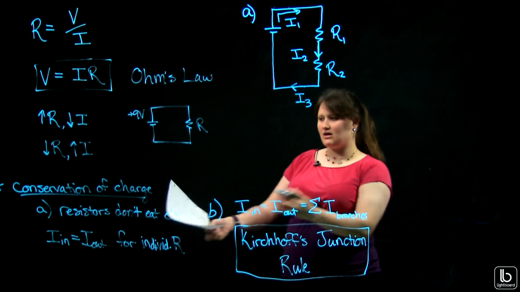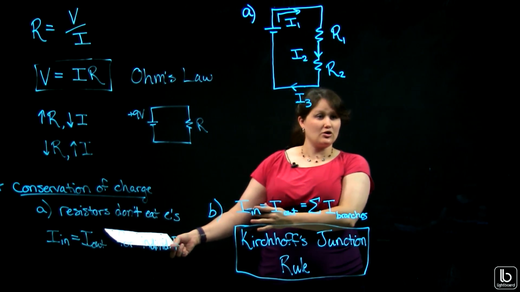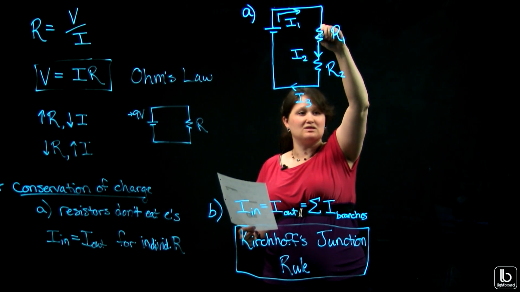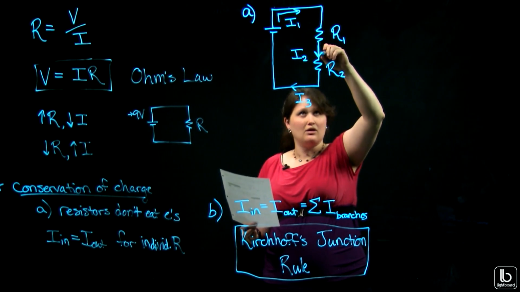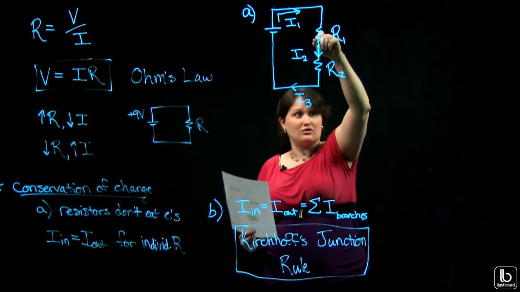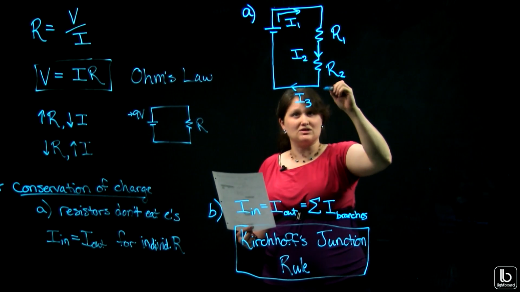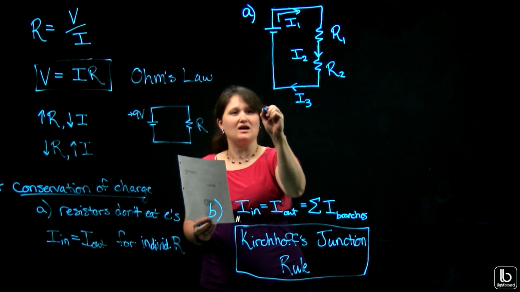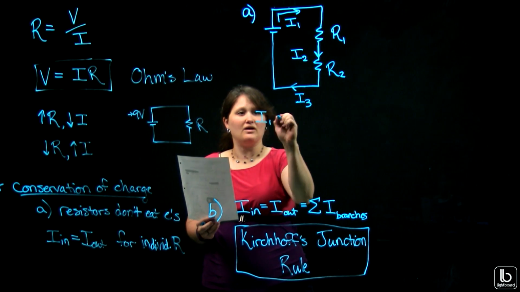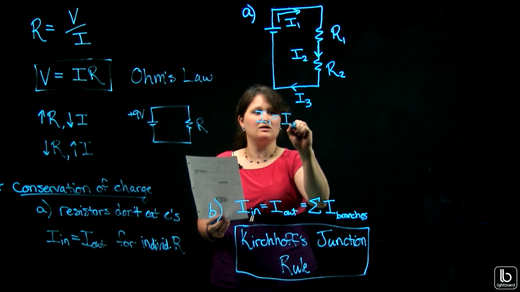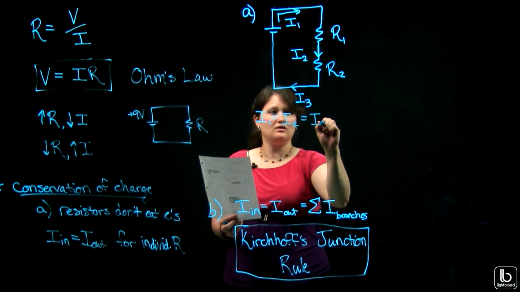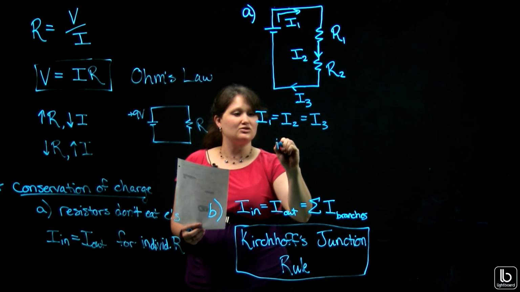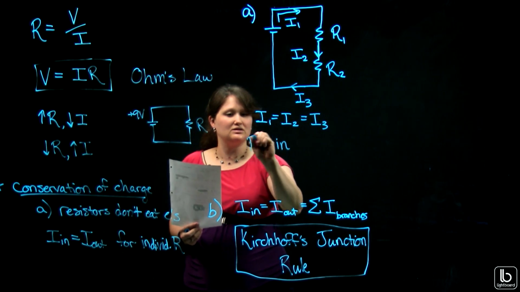But if conservation of charge holds true, that means that the current into this resistor is the same as the current coming out, which is then the same as the current going into resistor 2, which is the same as the current coming out of resistor 2. So in other words, we say that I1 equals I2 equals I3 when resistors are in series.